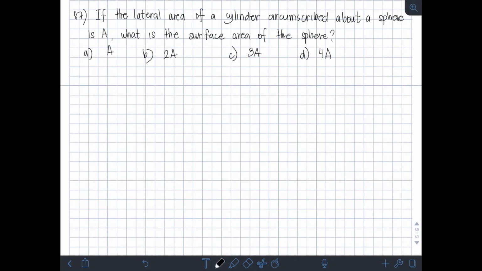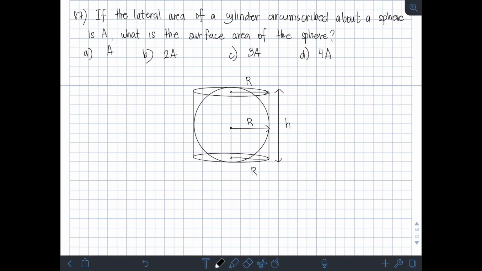Okay? Next, we have, if the lateral area of a cylinder circumscribed about a sphere is A, what is the surface area of the sphere? Okay, so, solid geometry. So, draw muna natin para ma-visualize natin. Okay. So, meron daw tayong cylinder circumscribed about a sphere. So, ibig sabihin nun, naka-inscribe yung sphere doon sa cylinder tulad nito. And then, given daw yung lateral area ng cylinder as A. Okay? So, area ng cylinder is A.